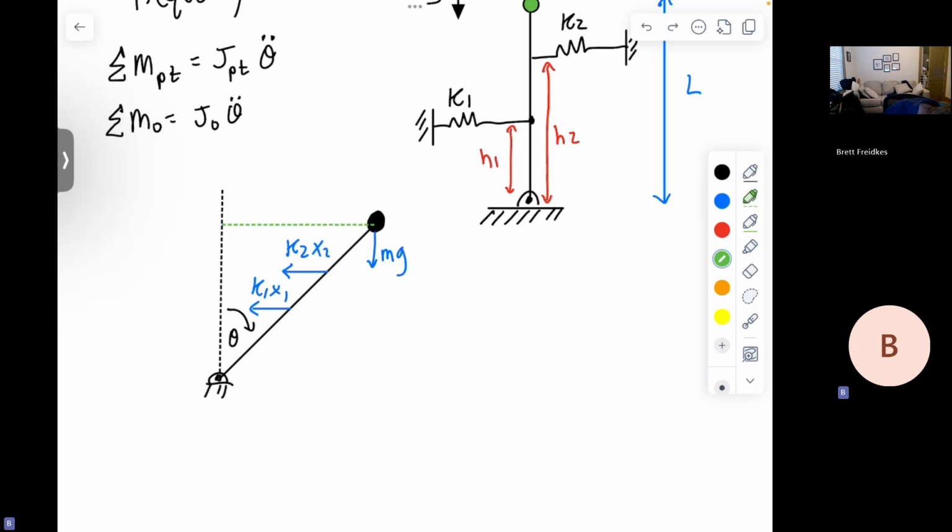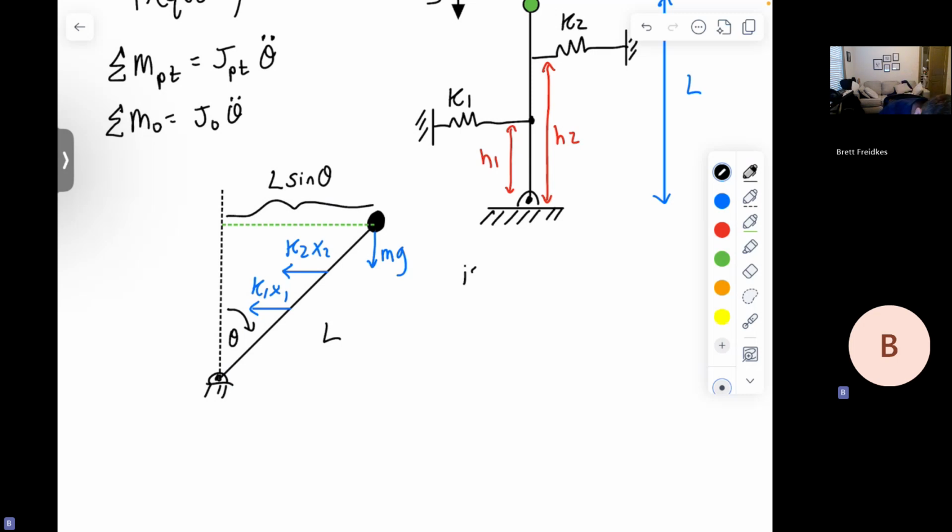I'll draw that to help us. And let's first look at the mass. So if you look at the mass, this is the moment arm for the mass. That's the perpendicular distance of the force. And I have this giant right triangle here where the length of the hypotenuse is L. That means that this is going to be L sine theta.